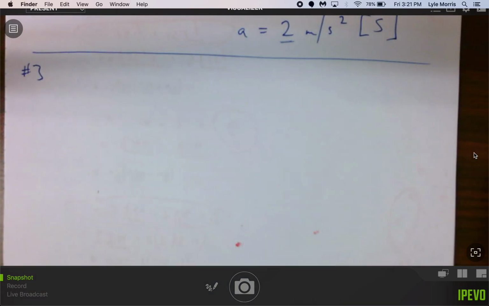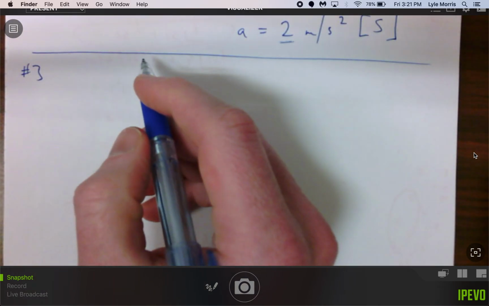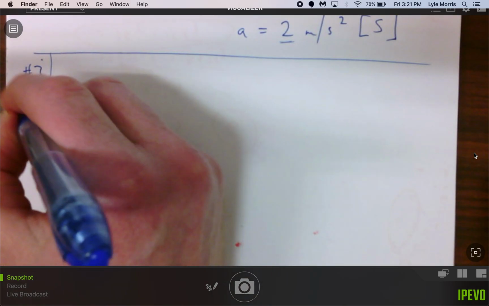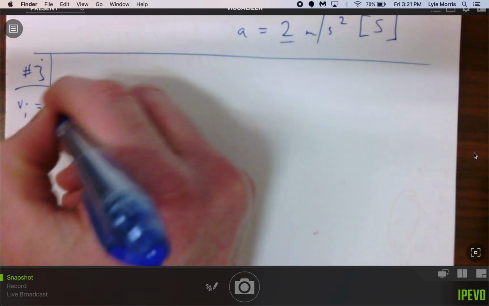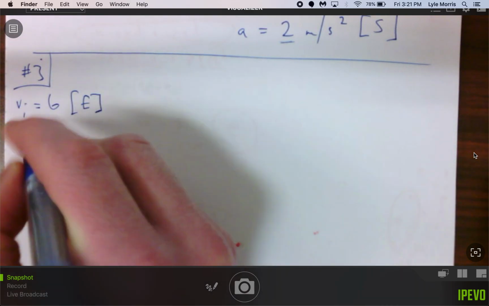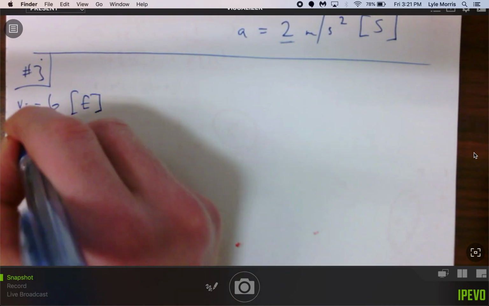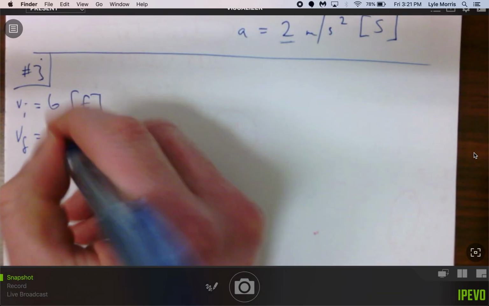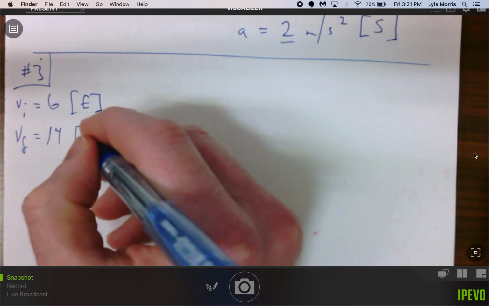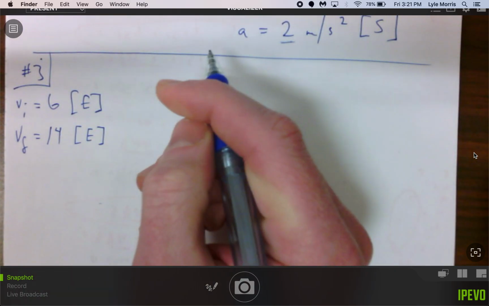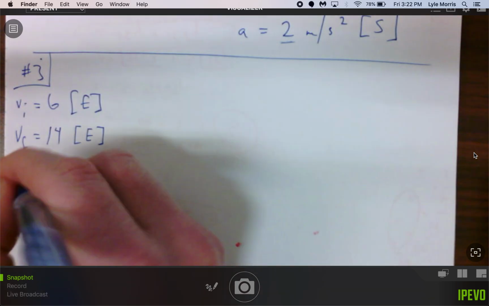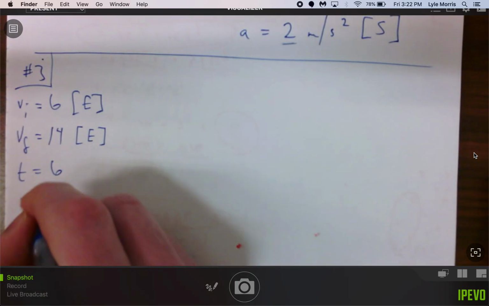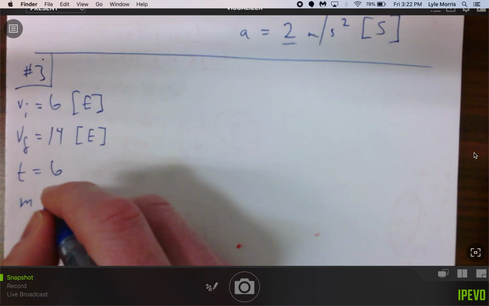This one says, a cyclist starts to pedal vigorously, increasing her velocity. So we're starting with VI equals 6, and it's going east, so 6 meters per second east, to 14 meters per second east. So initial is 6, final is 14, in 6 seconds. So the time equals 6. The total mass of the cyclist and the bike is 58.